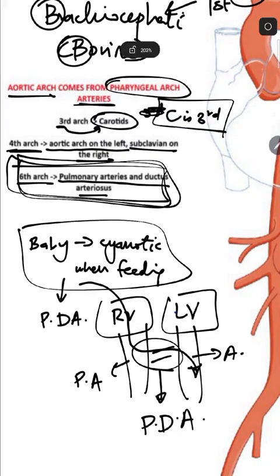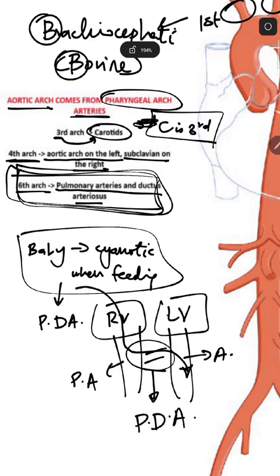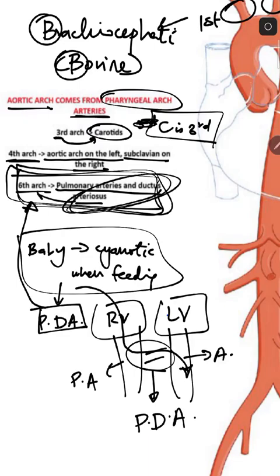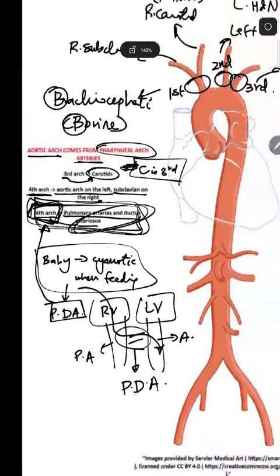Now, the question will then ask you, which aortic arch does this problem arise from? And that's when you got to know that this is patent ductus arteriosus. And the problem with ductus arteriosus is that the problem arises from where? The sixth pharyngeal arch. And that's it.